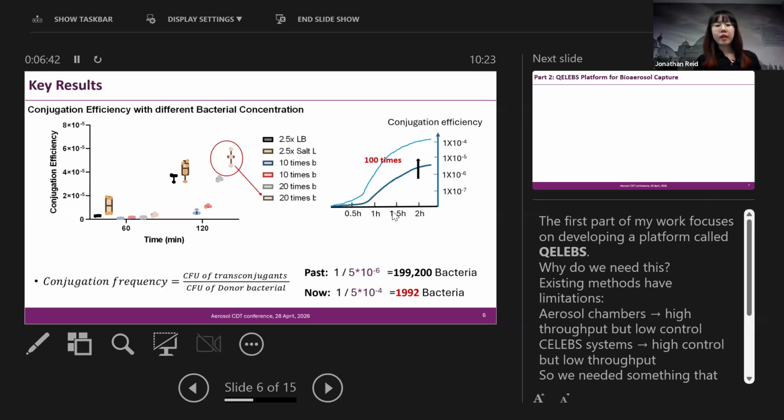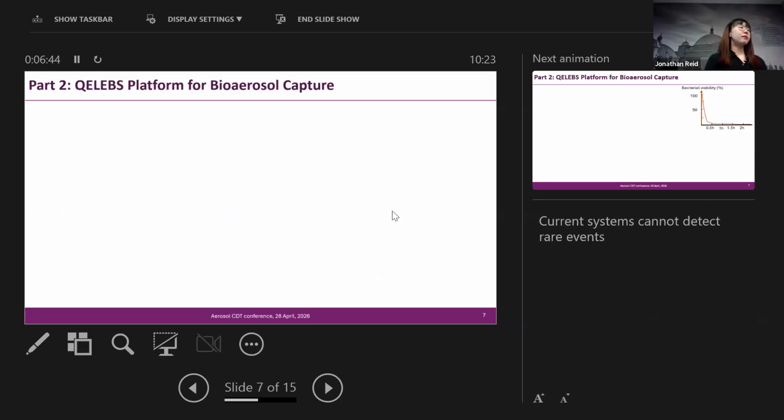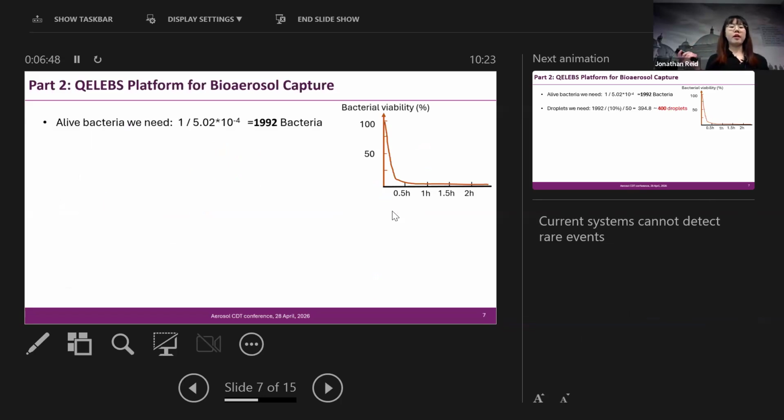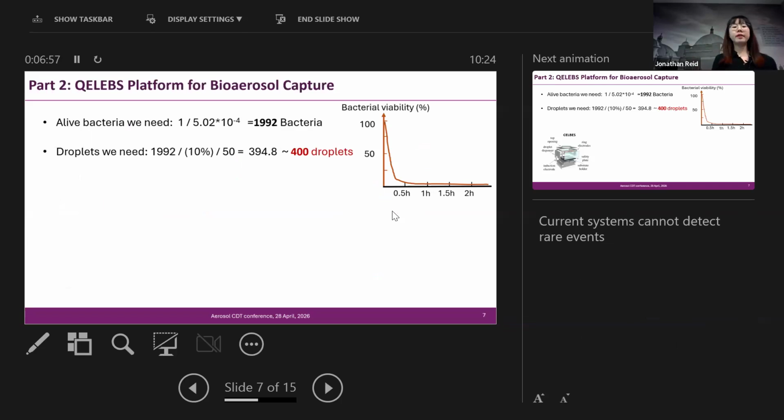Okay, but there is another question. We know we need about 200 live bacteria in here. So based on that, we can do a simple calculation, which means we need about 400 droplets to support the following gene transfer to happen. And here is the SLabs.